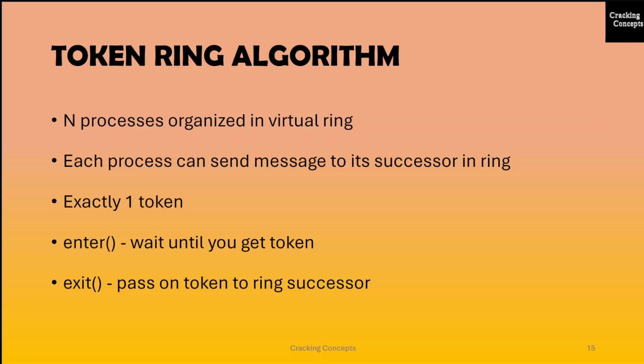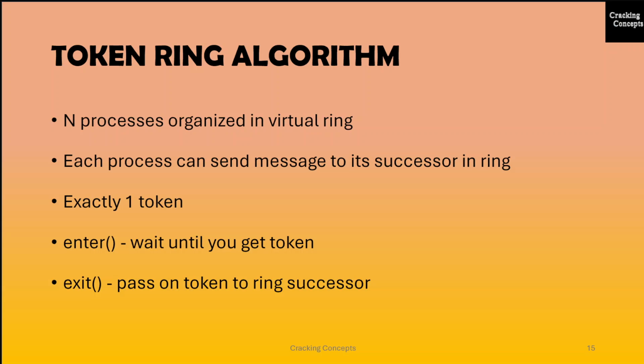Now we move on to the next algorithm, which is the token ring algorithm. Here we have n processes organized in a virtual ring. Each process can send a message to its successor in the ring. And there is exactly one token. Here also we have the enter operation, which will wait until it gets the token. And then we have the exit function, and it can be executed only when the token is present. It will pass the token to the ring successor.